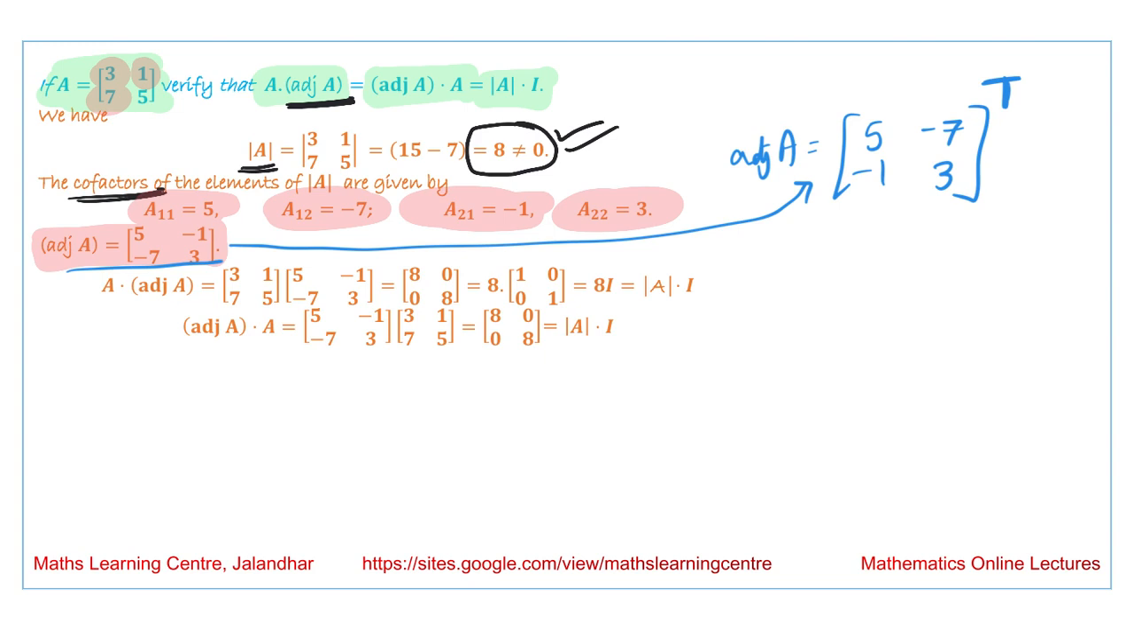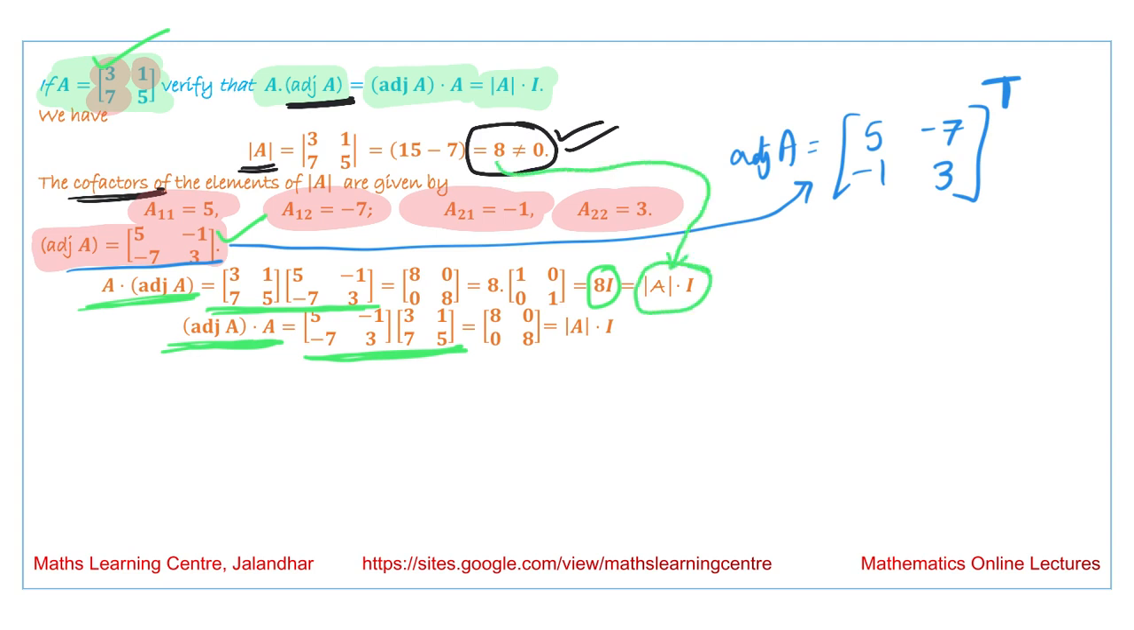Next we have calculated A into adjoint A, and adjoint A into A. We have two matrices. This is adjoint A, and this is the matrix A given to us. We have multiplied both these matrices. You know how we multiply matrices; we have already seen. So the answer we obtain in this case is 8 times I. This is equal to 8, meaning determinant of A into I. So we are saying that this result is verified for this particular case. This is just the verification we are talking about. The proof we have already seen on our previous slide.